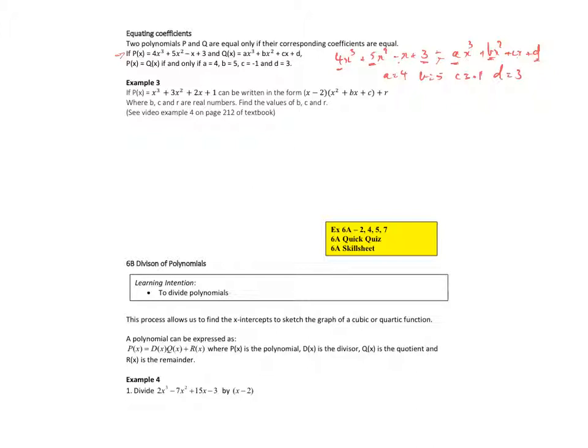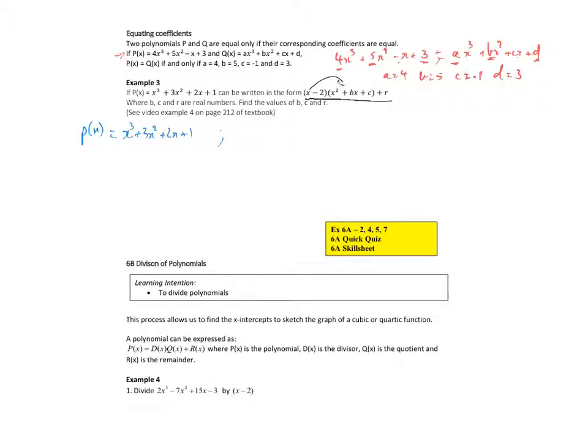All right, so let's have a look at the example. P of x is equal to x cubed plus 3x squared plus 2x plus 1. And that's got to be the same as q of x. So we're to find the values of b, c, and r. Well, really, we've got this expression here, so we're going to have to expand the whole thing and try to get it to look exactly the same.